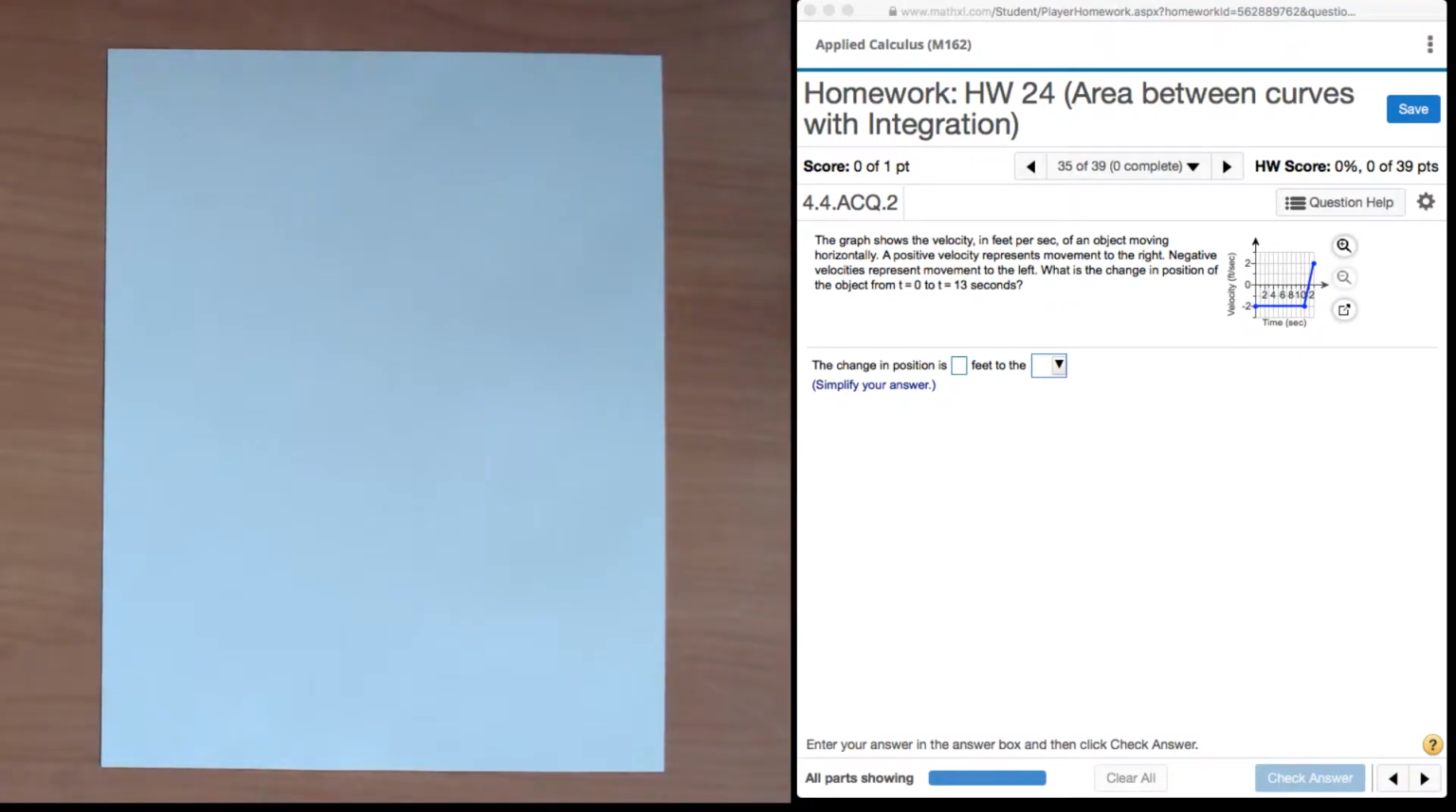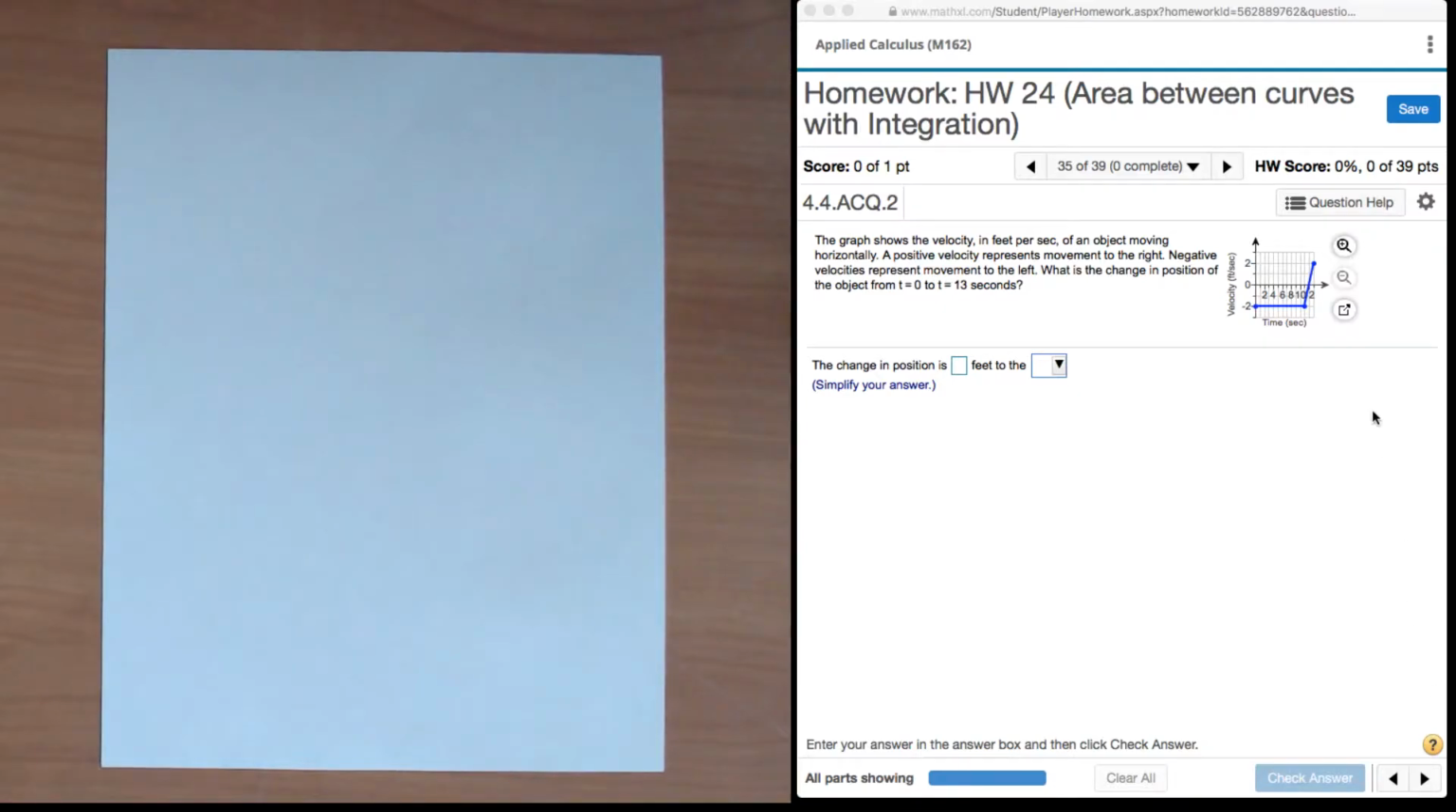Okay, so this is homework 24, problem 35. The graph shows the velocity in feet per second of an object moving horizontally. A positive velocity represents movement to the right, negative velocities represent movements to the left. What is the change in position of the object from t equals 0 to t equals 13?